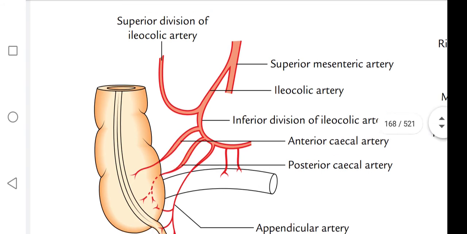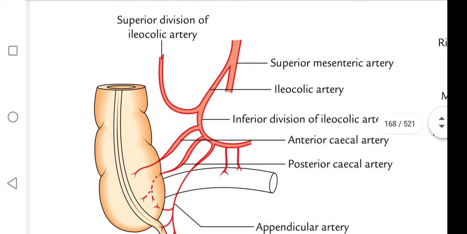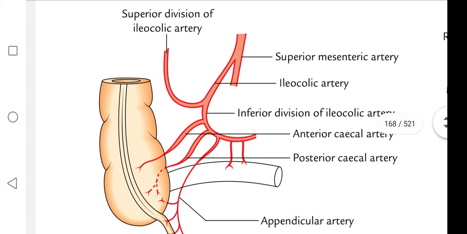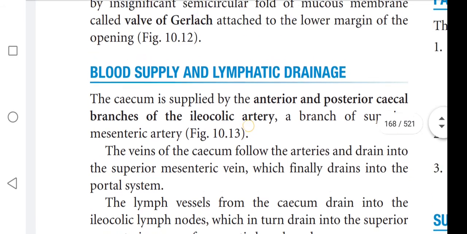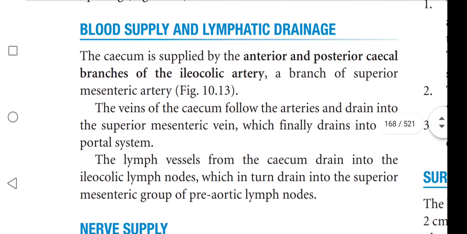Anterior and posterior cecal arteries arise from the ileocolic artery, which is a branch of the superior mesenteric artery. These anterior and posterior cecal arteries supply blood to the cecum.